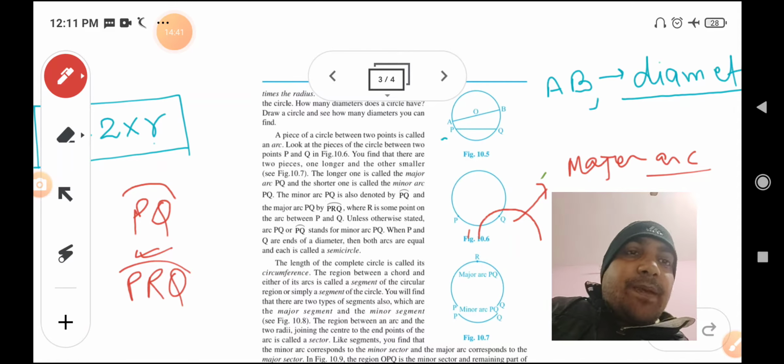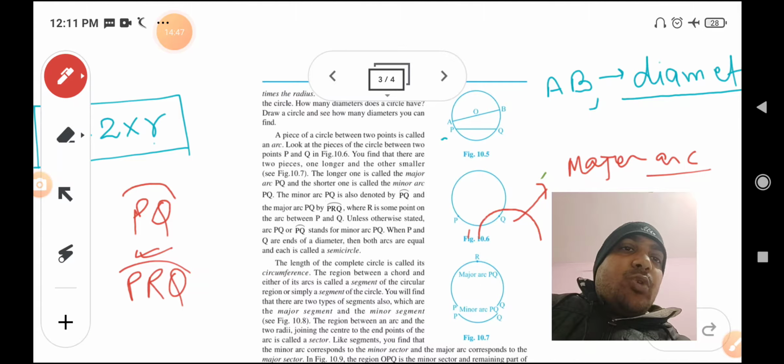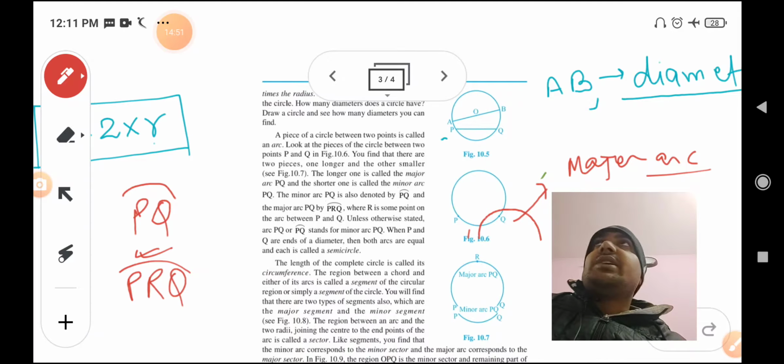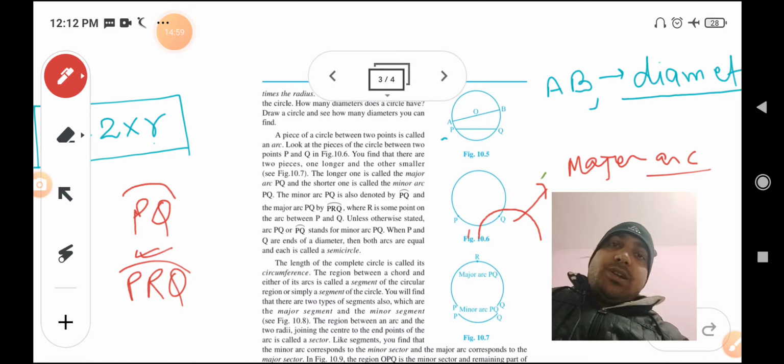Unless otherwise stated, arc PQ stands for the minor arc. Anywhere an arc is written, we just have to think about the minor arc. Is it clear to everyone? By convention, if someone is writing PQ, it means a minor arc. Okay.